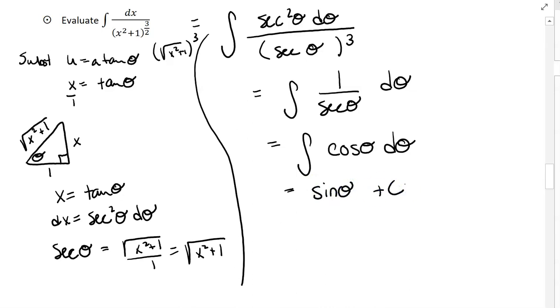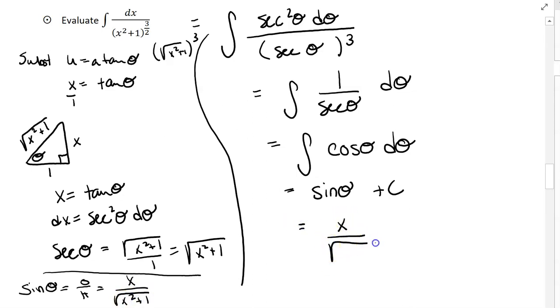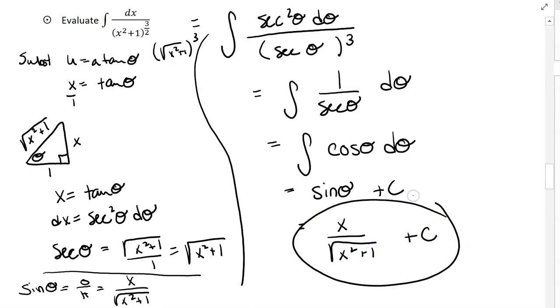Now I know up to this point we have not mentioned sine of theta anywhere, but it's pretty easy to find it from the triangle. If you look at the triangle, we know that sine of theta is equal to the opposite over the hypotenuse, which is going to be x over the square root of x squared plus 1. So this now becomes x over the square root of x squared plus 1, all plus c. And that will be your answer.